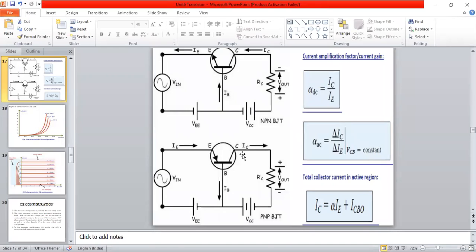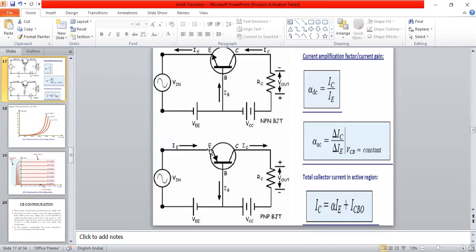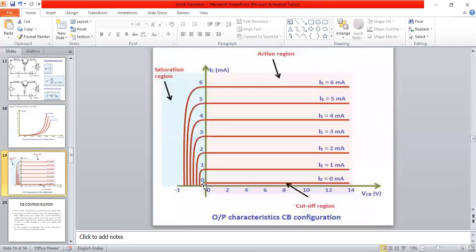Can it conduct? Because these two are reverse biased here. Yes or no? Collector and base are reverse biased. So it will not conduct, but a small leakage current may flow here. At IE equal to 0, no current is flowing from the emitter to the base and base to the collector. But a small leakage current will occur because of the base to emitter supply and base to collector supply. So it is starting here now.